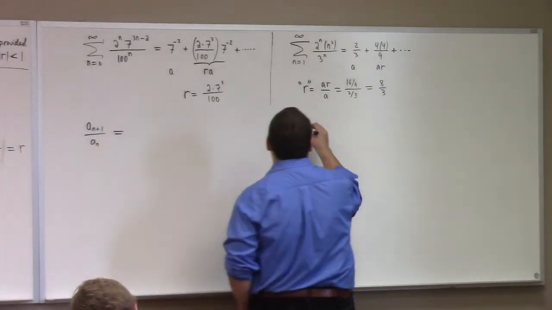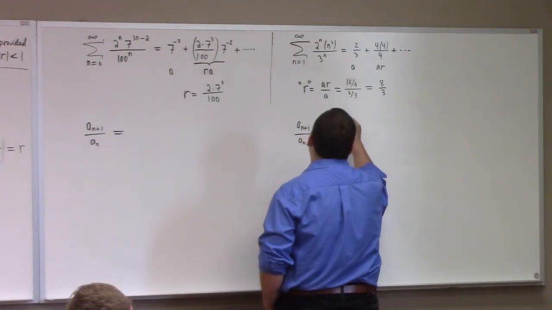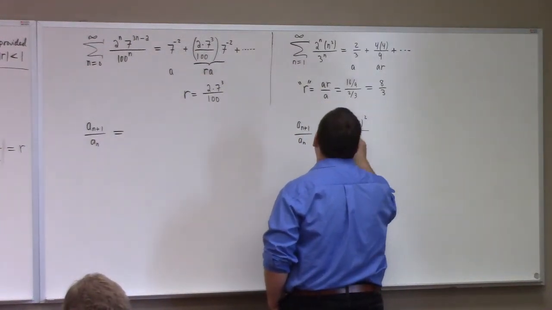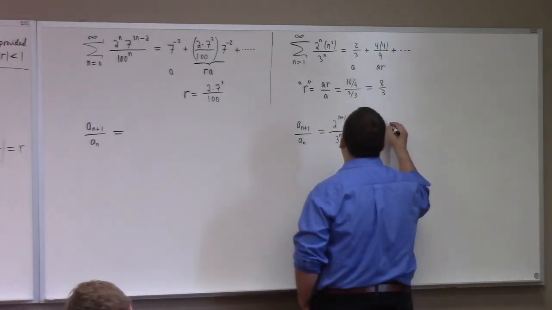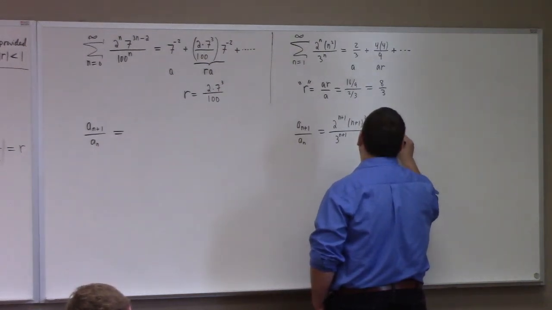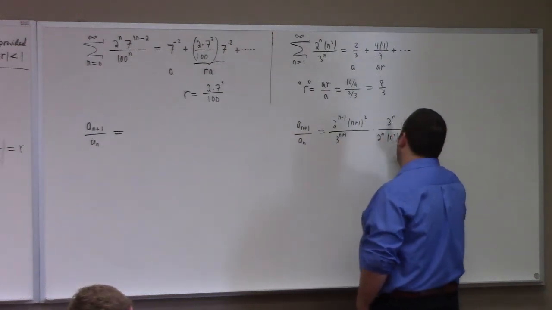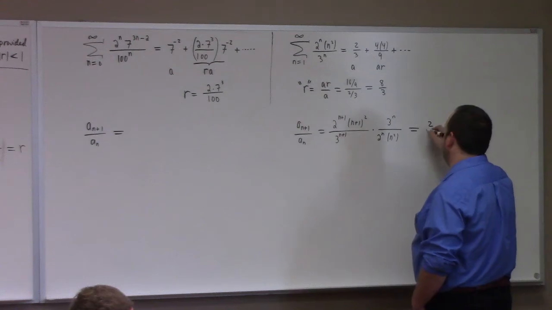Over here, a_(n+1) over a_n is what? It's 2 to the n plus 1 times (n plus 1) squared over 3 to the n plus 1, times 2 to the n times n squared multiplied by the reciprocal, 3 to the n up here, right? And if you clean stuff up here, you're left with a 2/3, what?